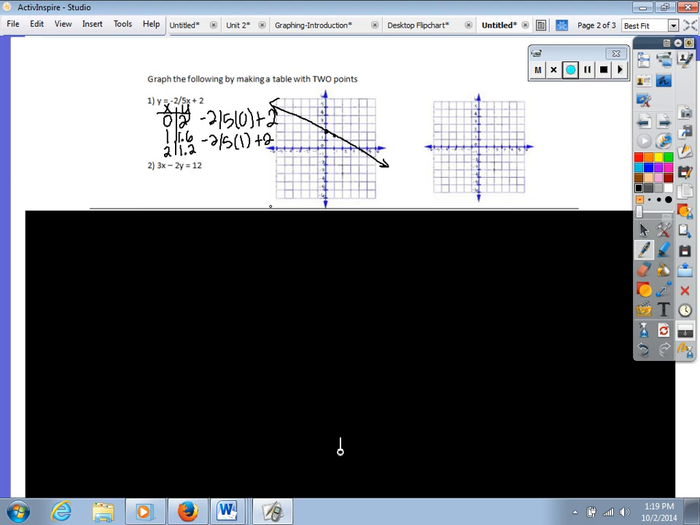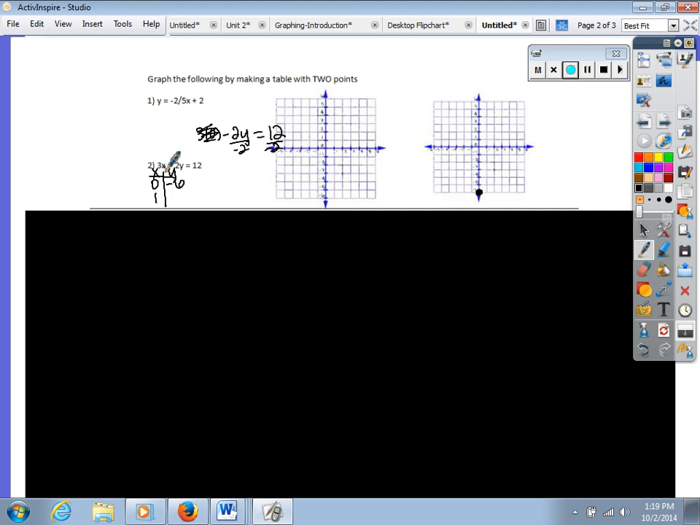All right, for number 2, we're going to do the same thing. I'm going to make my chart and plug in 0 and 1. When I plug in 0 for x, I get 3 times 0 minus 2y equals 12. 3 times 0 is 0, so I don't even need to write that. So I have this equation left. If I divide by -2, I get y as -6. So my first point is (0, -6).